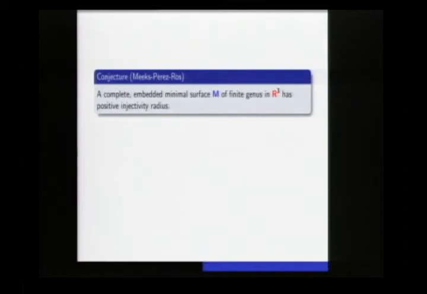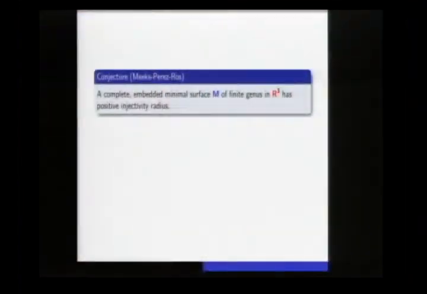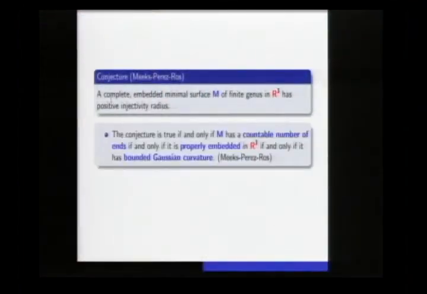So one of the things we'd like to know is whether finite genus, complete embedded minimal surfaces in R^3 are proper, right? And if they were, it would be a very nice theorem. In particular for genus 0, we'd have a complete classification of these surfaces, because positive injectivity radius means properly embedded. So that would be nice, with the local geometry influencing the global one. Okay. And we know it in certain cases.